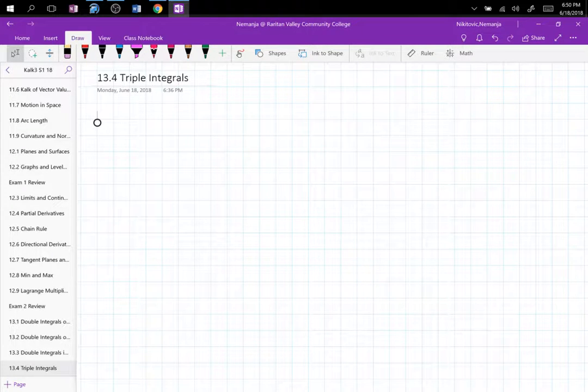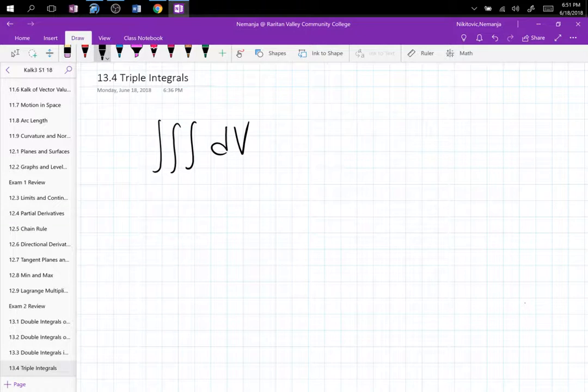Hello and welcome back to Calculus 3, section 13.4 on triple integrals. So we're going to add another integral. And we are going to say dv, and in that case we'll be computing the volume.